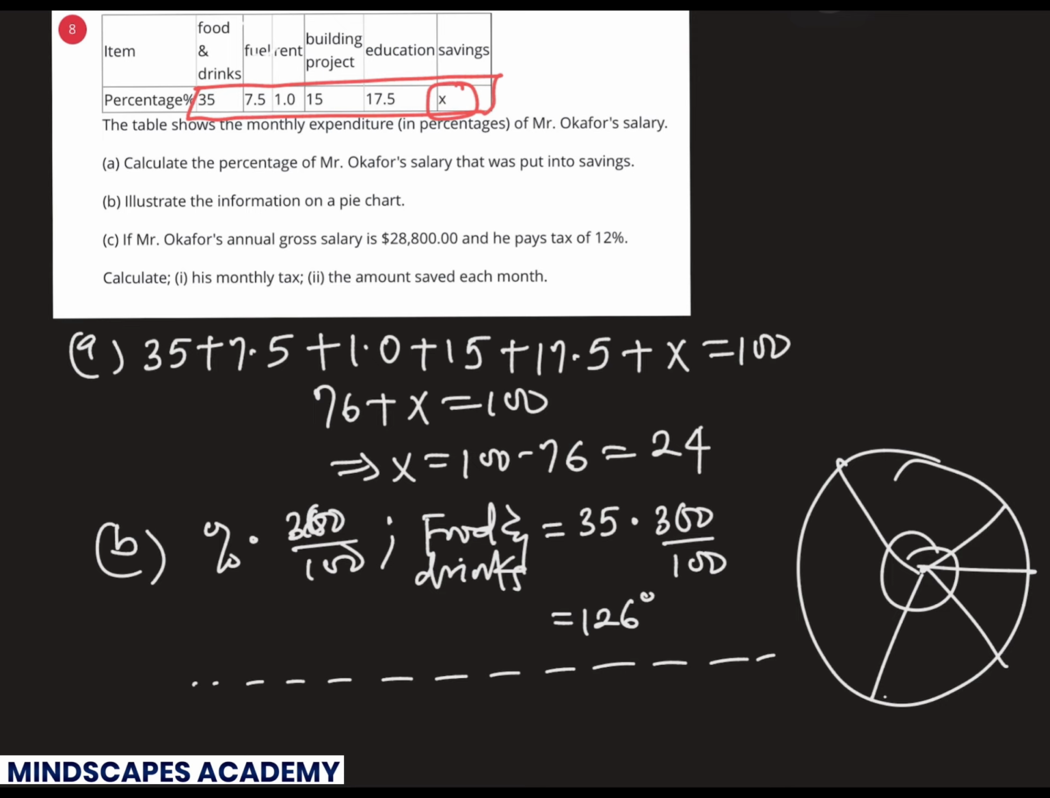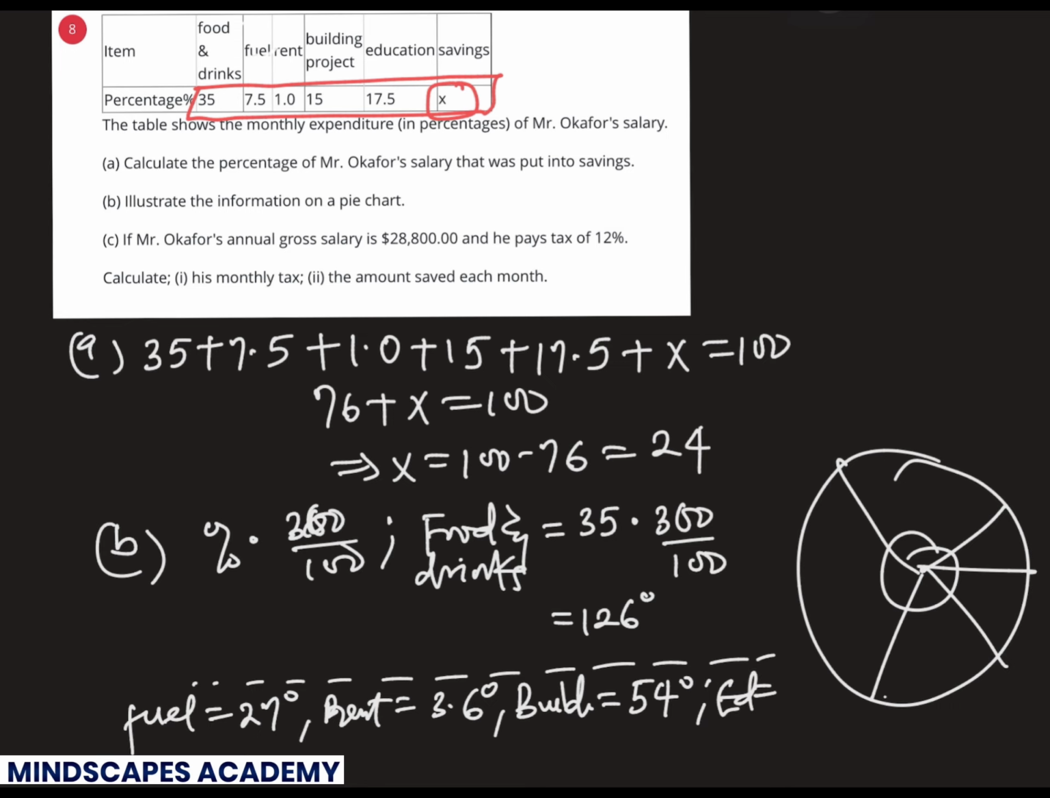So if you solve for each of them, you should get that for fuel, that should be 27 degrees. For rent, that should be 3.6 degrees. For building, that should be 54 degrees. For education, that should be 63 degrees. And for savings, you should get 86.4 degrees.